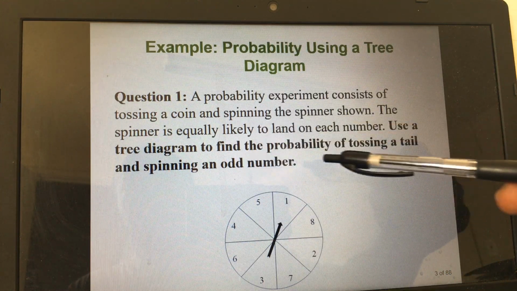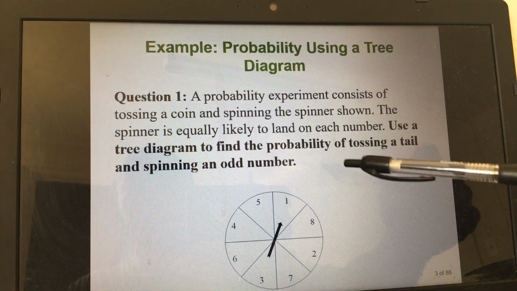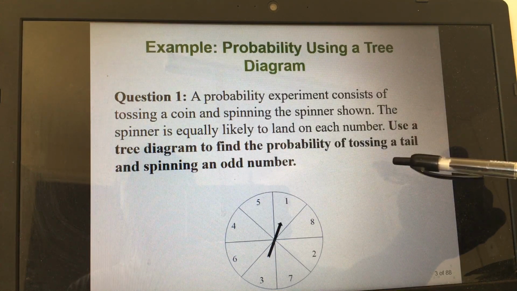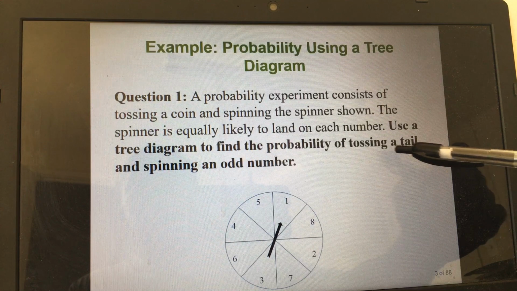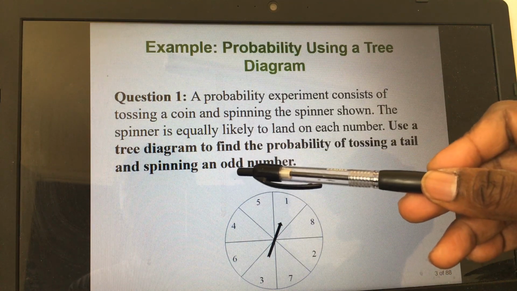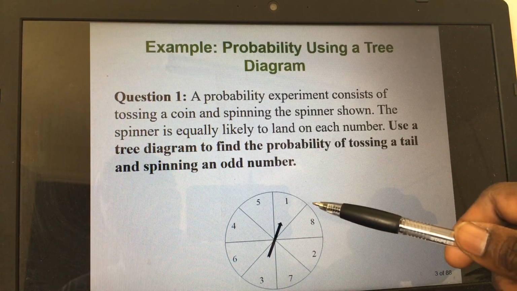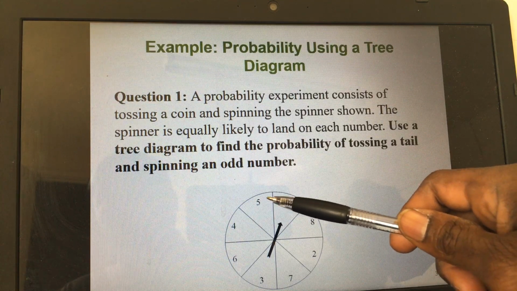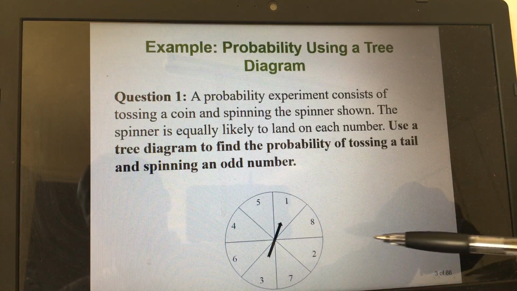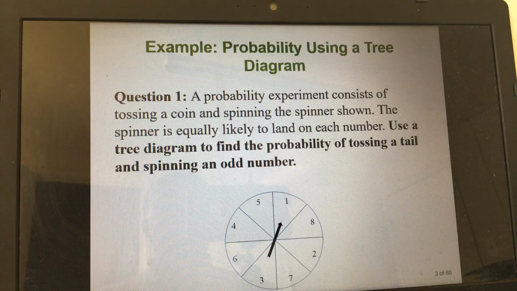Use a tree diagram to find the probability of tossing a tail and spinning an odd number. So tossing a tail on a coin, that's what it means, and also spinning an odd number. In this spinner, you already know that the odd numbers here are 1, 3, 5, and 7. See? So let's answer this question using the tree diagram.